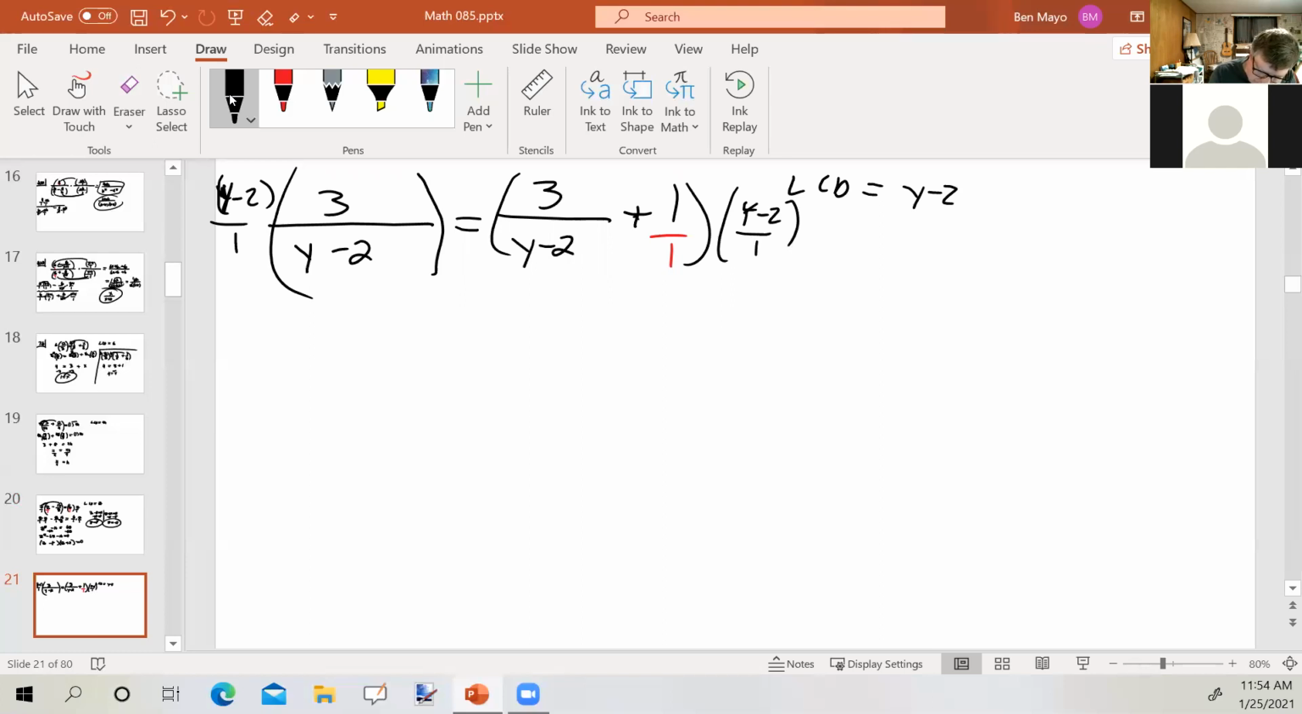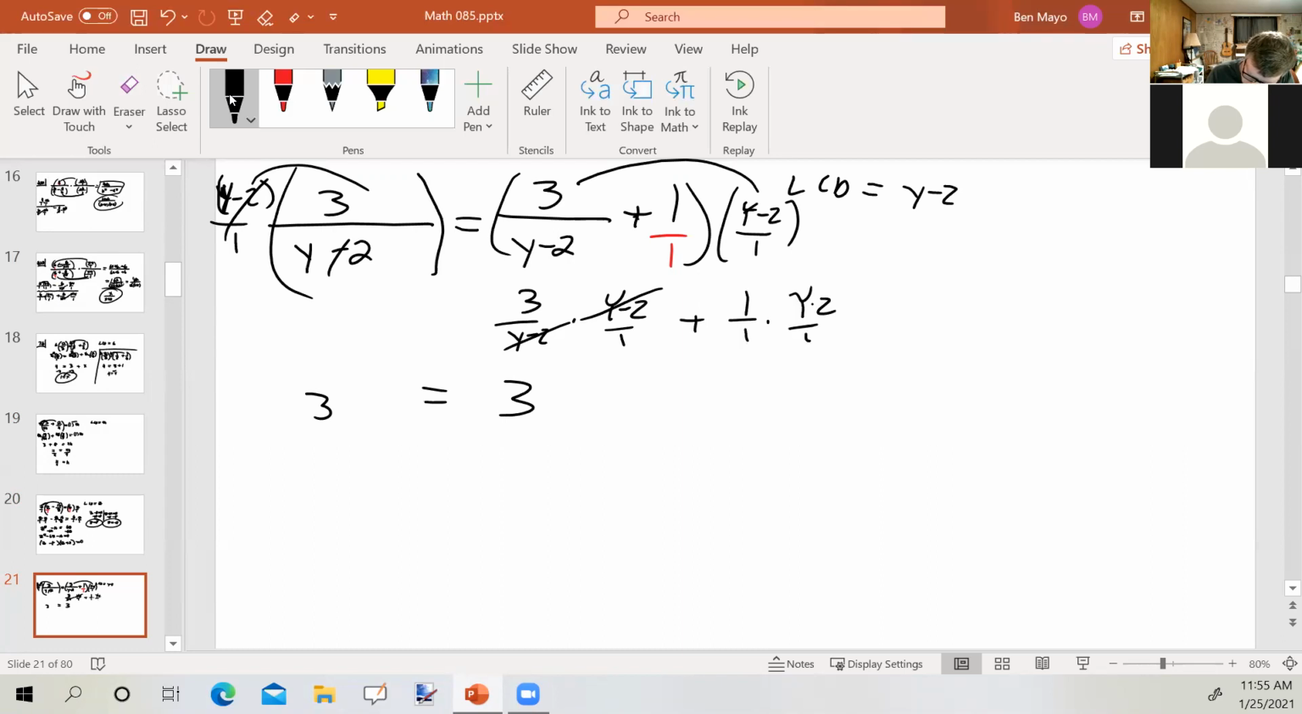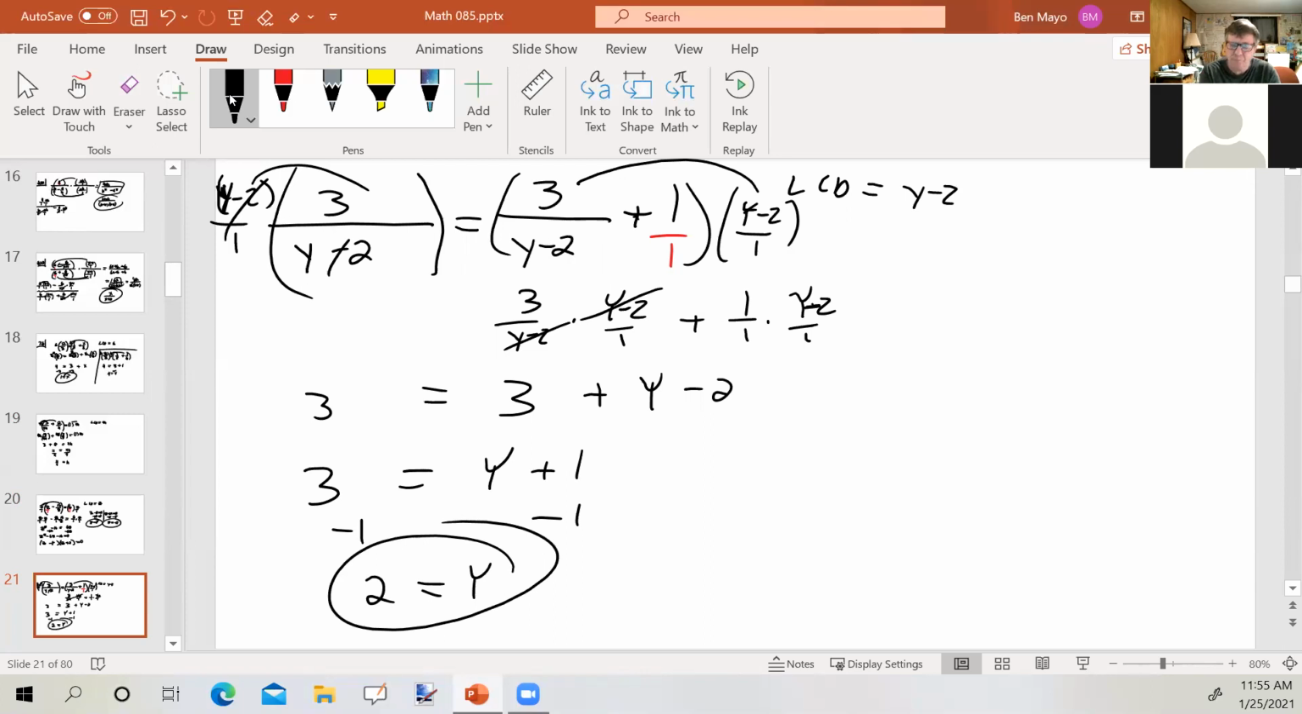Okay. So over here, y minus 2 times 3 over y minus 2 would just be 3. Here, I've got 3 over y minus 2 times y minus 2 over 1, which would be 3. And then plus 1 over 1 times y minus 2 over 1 is just going to be what? Plus y minus 2. So I get 3 equals y plus 1. I subtract 1 from both sides and I get y equals 2. Any questions?